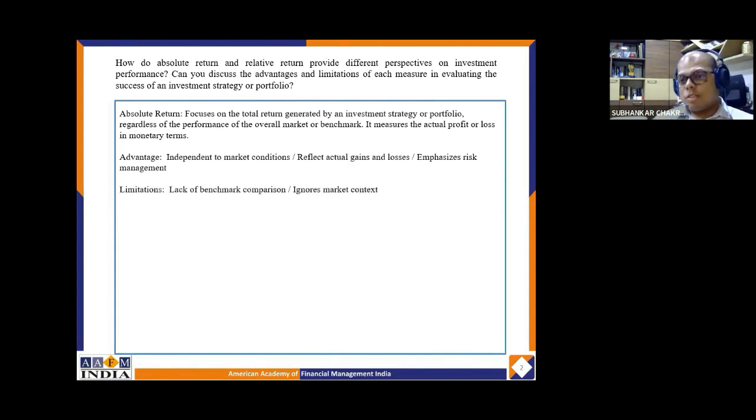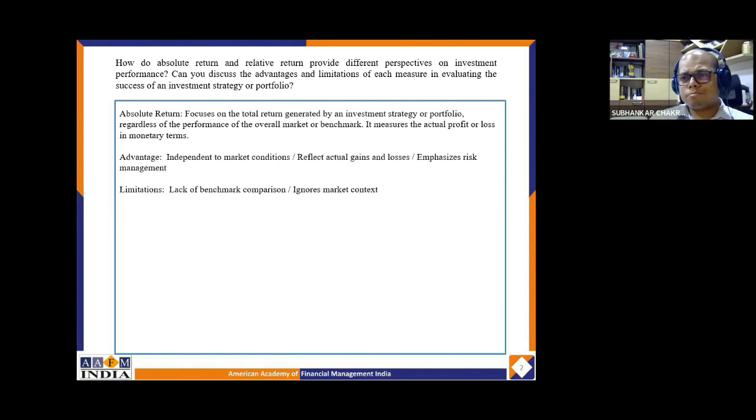Now it has got limitations. The limitation is market का context ये ignore करता है. But that's an important thing. जो हमने बोला कि that is an advantage, that your return is independent of market condition. But absolute return ignores the market context. And if you are investing in the market, it is obvious that you cannot ignore the market movements, the market context.